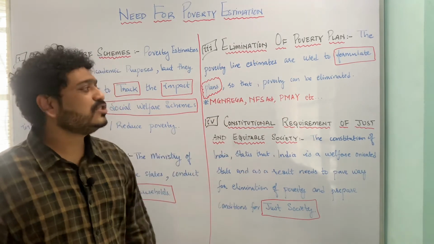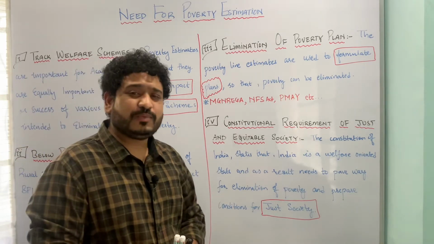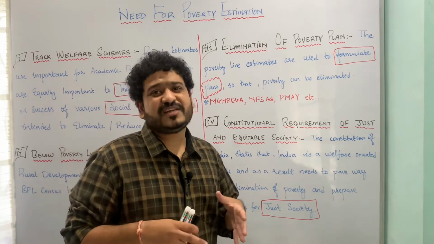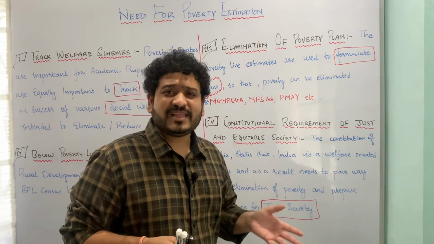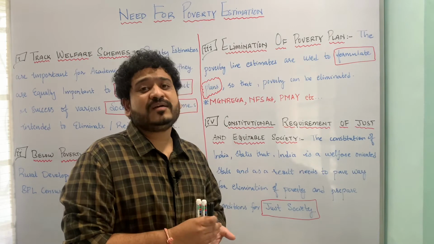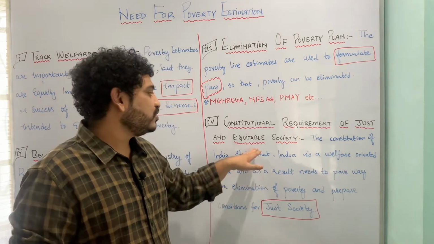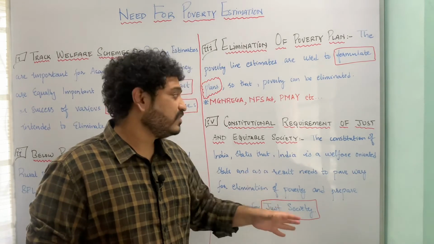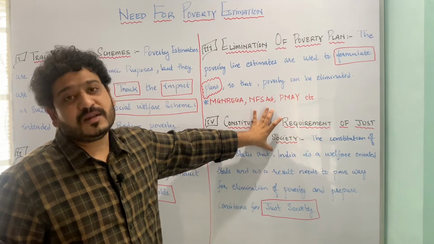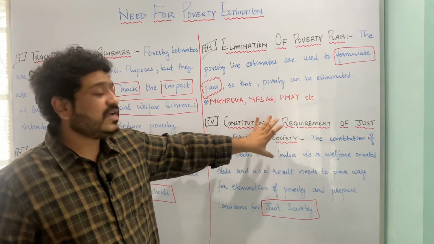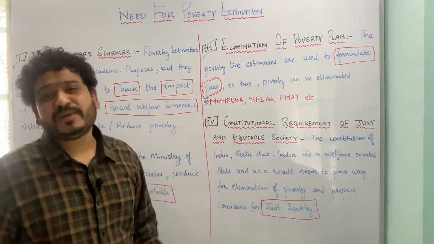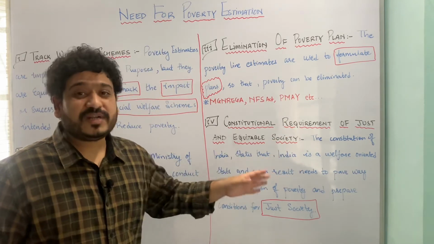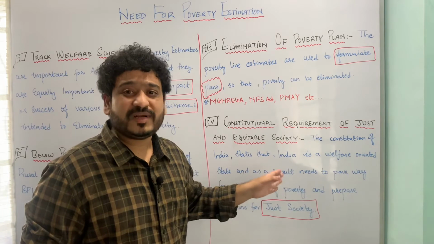The last is the constitutional requirement of a just or equitable society. Whenever you look at the Constitution of India, it envisages India to be a welfare state, meaning it is the duty of the state to provide just services and to make sure there is equitable access to everything in the society. As a result, this becomes the number one goal of the government of India, to make sure that the constitutional requirement of a just and equitable society is achieved with the help of poverty alleviation programs or poverty elimination schemes.